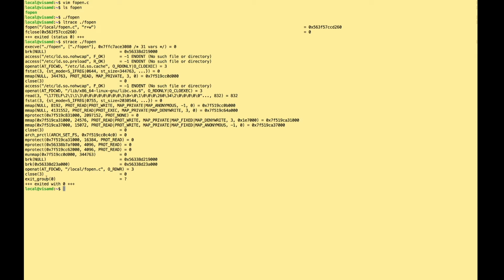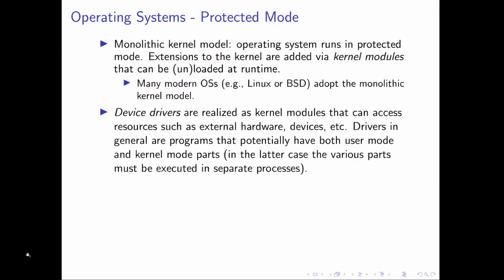What is relatively common today is that operating systems adopt so-called monolithic kernel models. That is, the operating system runs in protected mode, and the operating system allows for extensions via so-called kernel modules. Those kernel modules are basically programs that can be loaded or unloaded at runtime.